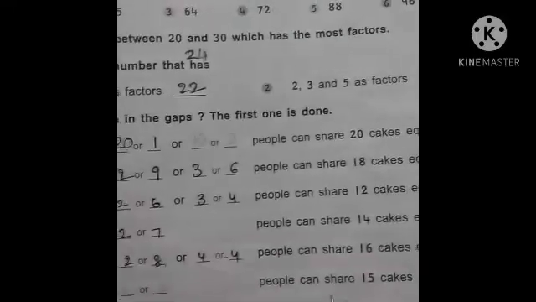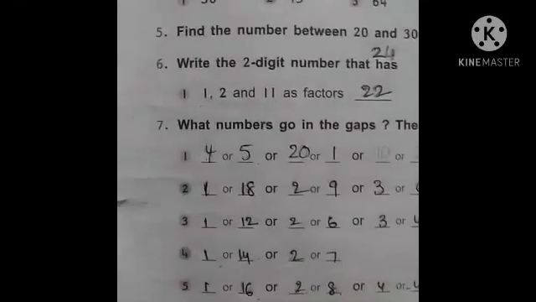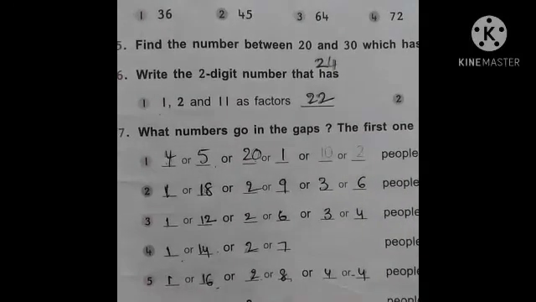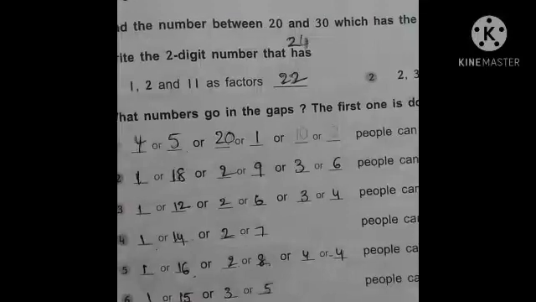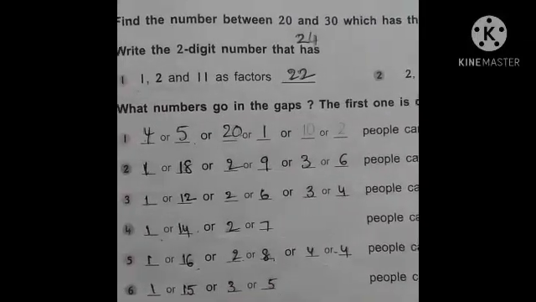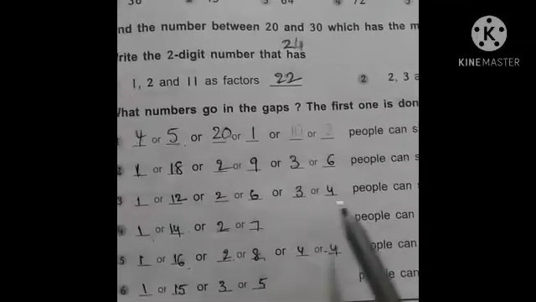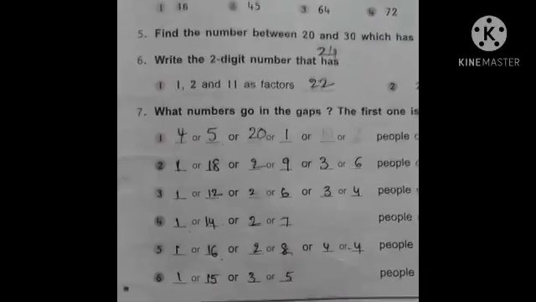Next, people can share 15 cakes equally. 1 15's are 15. 3 5's are 15. Because 15 is not in the 2 table, 15 is an odd number, so no. So 1 15's are 15, 3 5's are 15. Write like this. People can share the given cakes. Like this, share it.